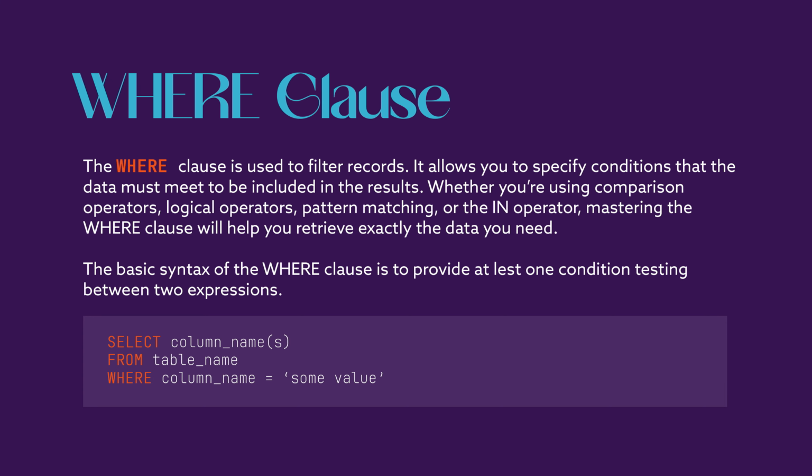The where clause is used to filter records. It allows you to specify conditions that data must meet to be included in a query's results. Whether you're using comparison operators, logical operators, or pattern matching, mastering the where clause will help you retrieve exactly the data that you need. You can precisely target that data without sifting through irrelevant information and improve query performance by reducing the volume of data processed.